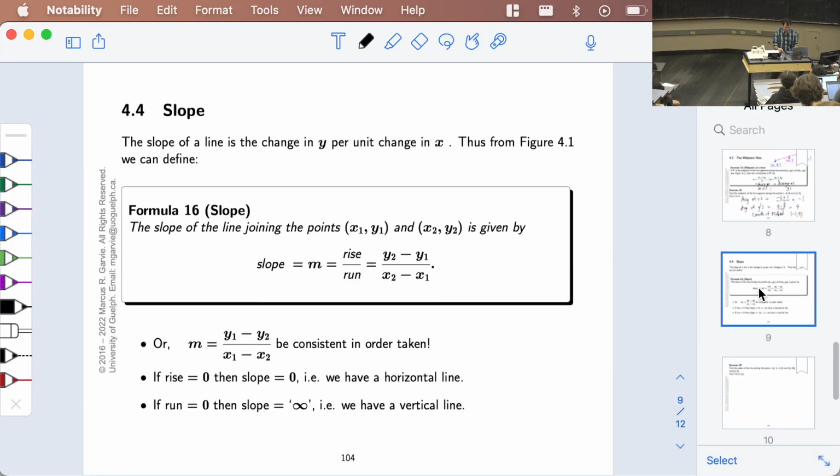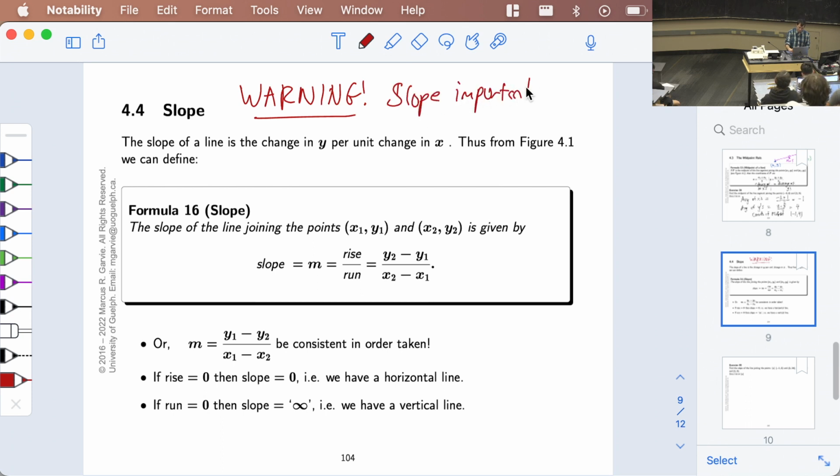Last but not least, in our little exploration of two-dimensional points and what you can do, is the idea of slope. And I will give you a warning. Slope is important for calculus. So if you're going to forget 2 out of 3 of these topics today and remember one, the one you should remember is slope. That's the most important one because it comes up in calculus.